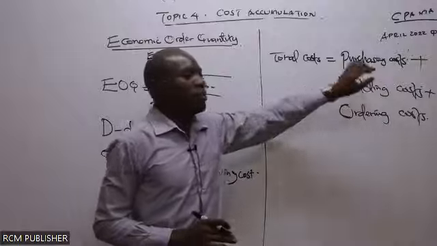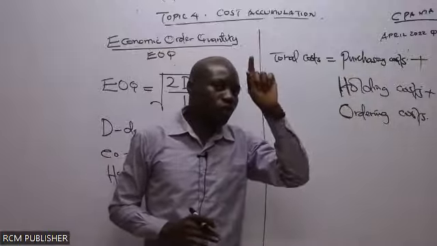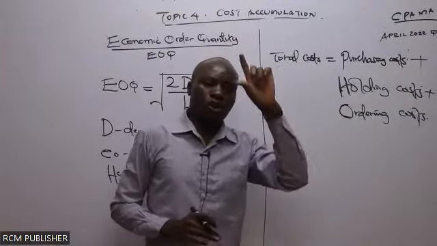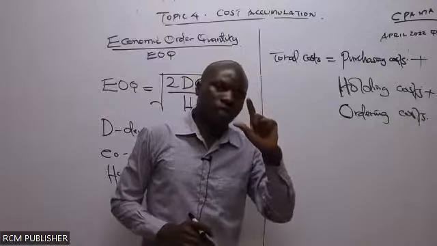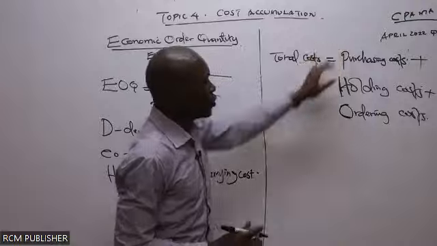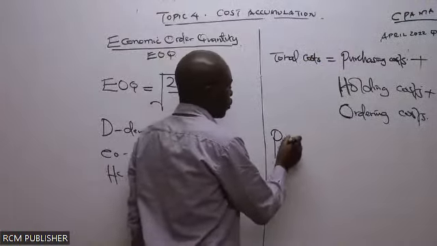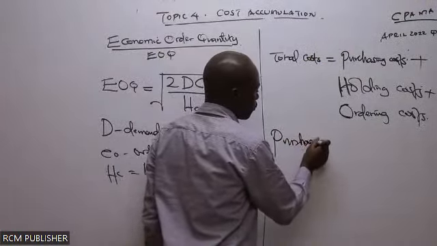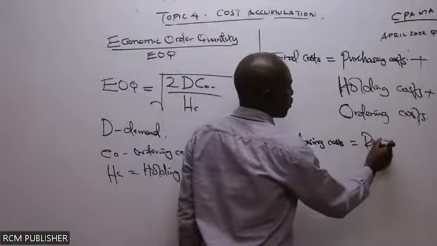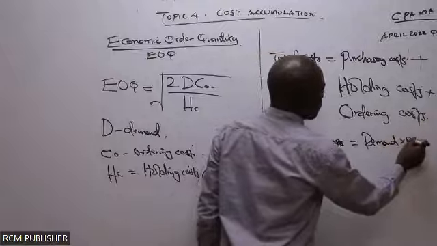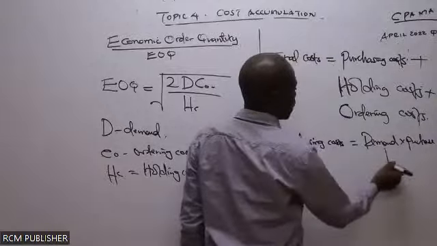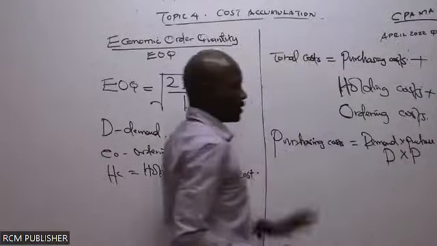Purchasing cost is dependent on the number of units you are going to purchase. It is dependent on the demand. And that's why, when you're going to calculate the purchasing cost, we simply take demand and multiply by purchase price. So you're going to get D multiplied by P. That is the formula.